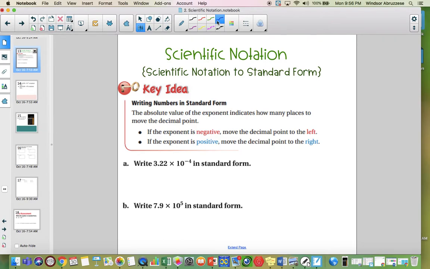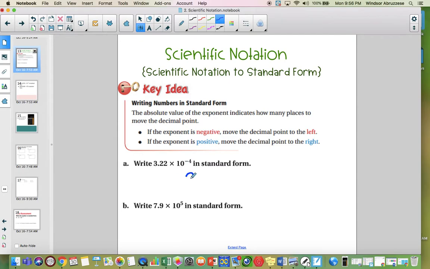Well, here's my first example. 3 and 22/100 times 10 to the negative 4. This is written in scientific notation. The first term is between 1 and 10. And then you have times 10 to the negative 4th power. So now how do I take this and write it as a regular number in standard form?